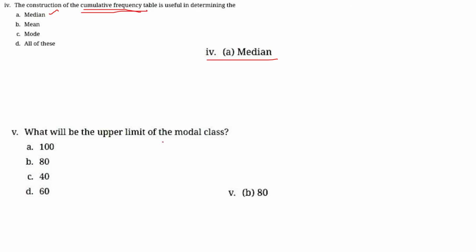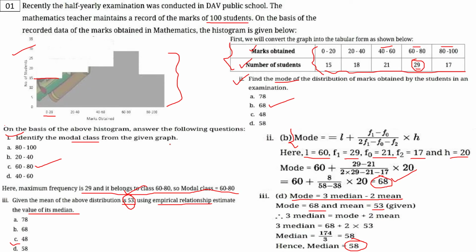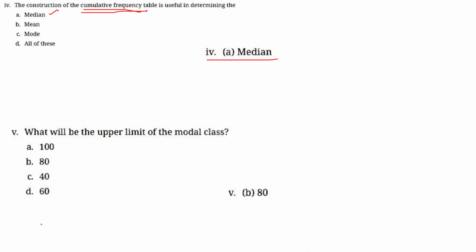What will be the upper limit of the modal class? Come to the figure. The modal class is 60 to 80. So the upper limit is 80. Which option is correct? B. B is correct. Thank you very much, Pooja.